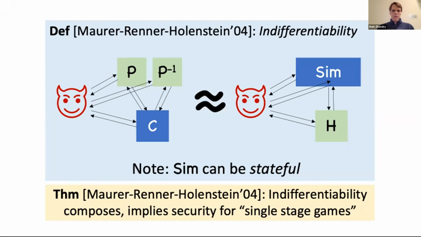Indifferentiability can be seen as a form of universal composability for idealized objects. And indeed, Maurer et al. show that indifferentiability composes well, and also that indifferentiable constructions are as good as the ideal object in the sense that it implies security in what are known as single-stage games. Single-stage games are games making up most of cryptography where a single adversary interacts with the challenger. Because of these nice properties, proofs of indifferentiability have become a popular way to justify the security of cryptosystems such as hash functions.